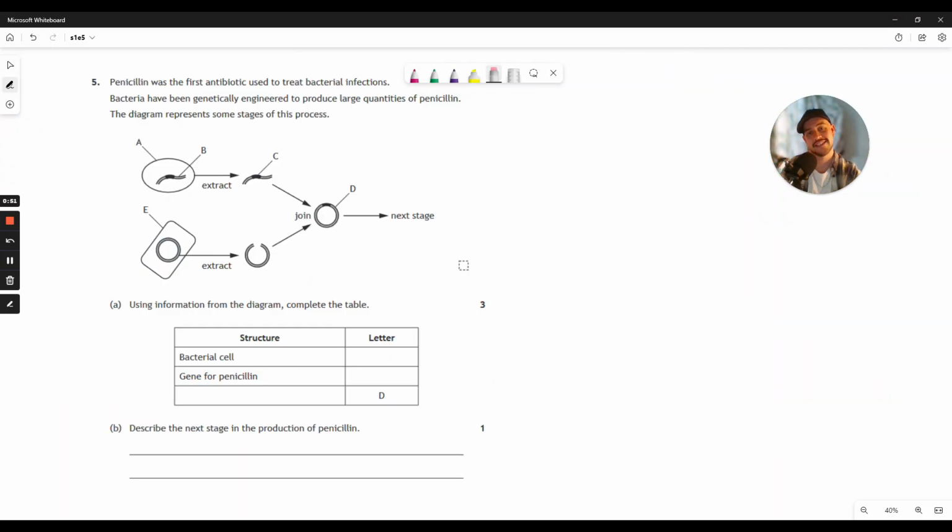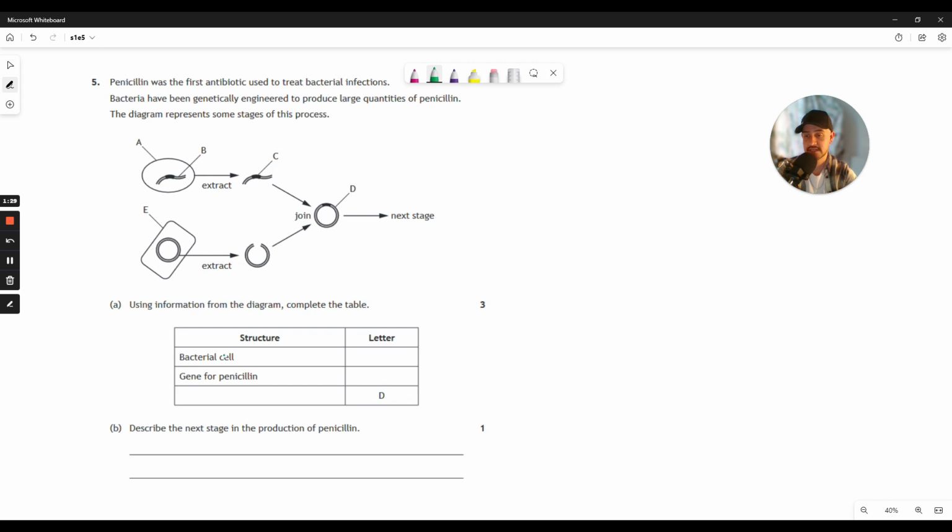So, let's have a look at the answers now to this question. Let's give it a read, as always. Penicillin was the first antibiotic used to treat bacterial infections. Bacteria have been genetically engineered to produce large quantities of penicillin. This diagram represents some stages of the process. Okay, so we've got a cell A with some genetic material B being extracted and C being taken from that. And then you've got a cell where some genetic material has been extracted and that's been cut and joined together with C to produce D. The question is asking you to use the information from the diagram to complete the table.